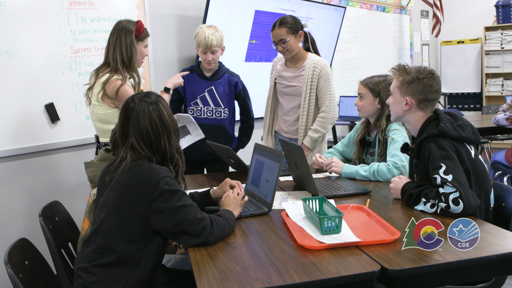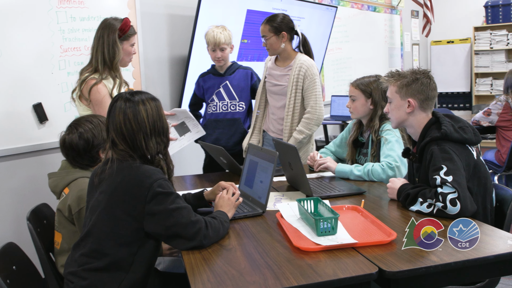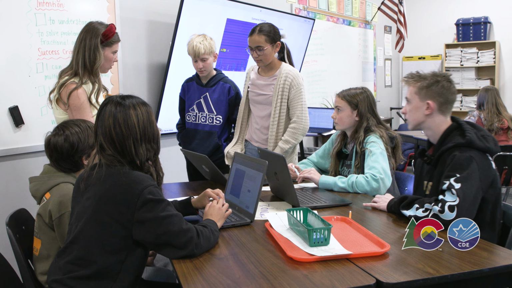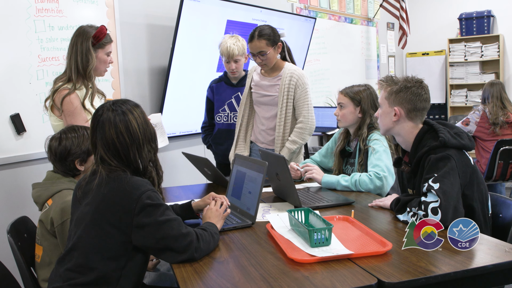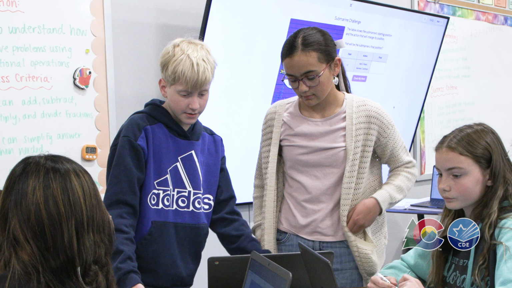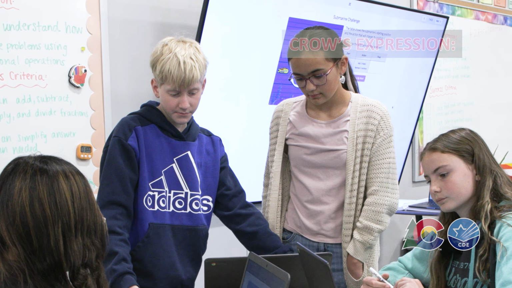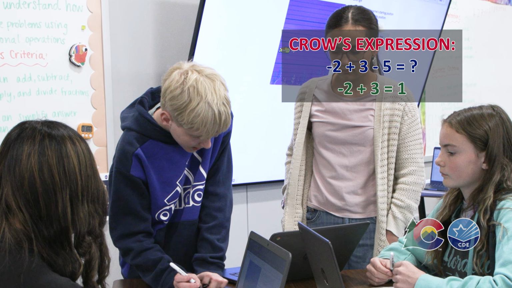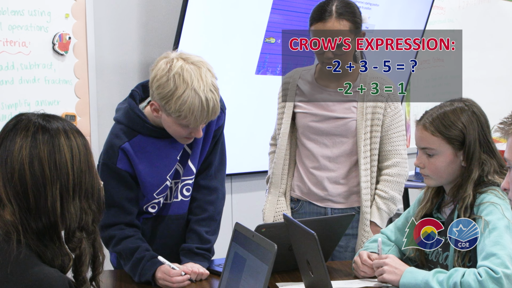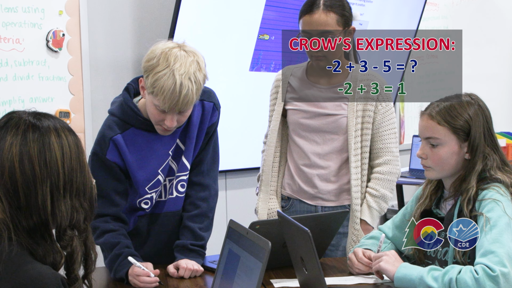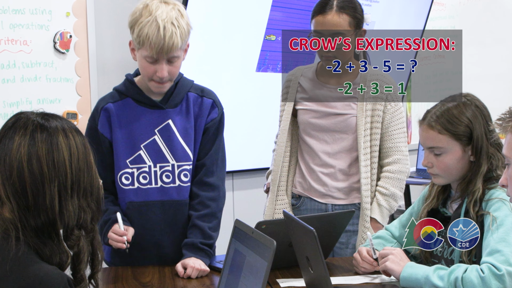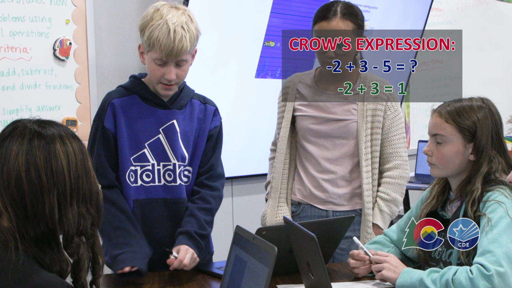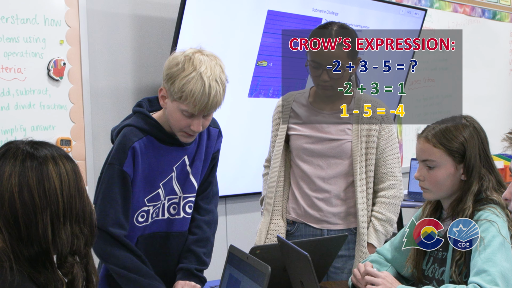Your group has May's. Their group has both. Can we come to an agreement on which one it should be? A text graphic of the equation appears on screen as the student reads it. Crow's expression is -2 plus 3 minus 5. -2 plus 3 is 1. Yeah, we got that. We got 1. 1 minus 5 is -4.